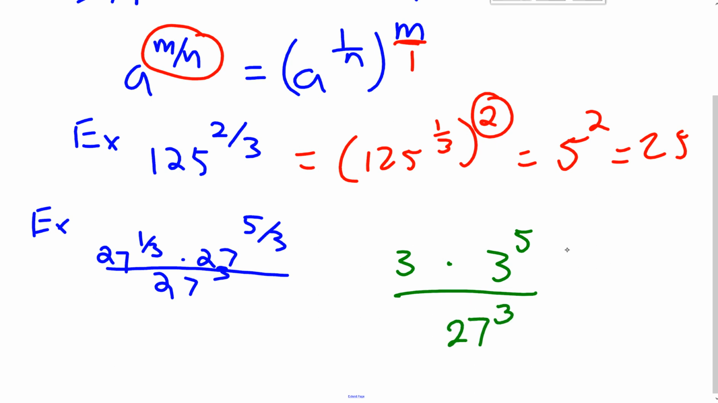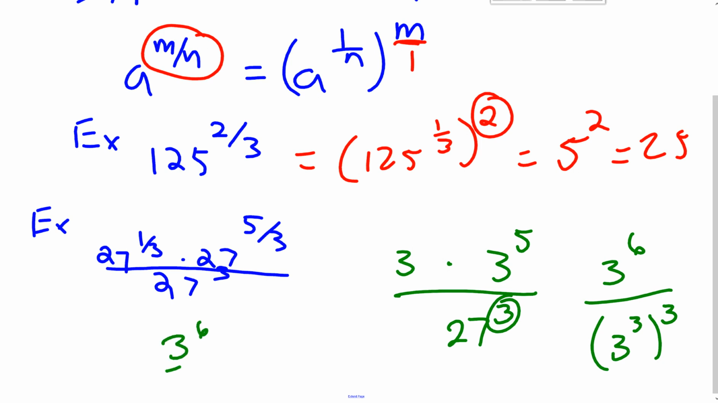So then I can simplify these. This would be 3 to the 6th. And on the bottom, I could rewrite that 27 as 3 cubed. And then that is being cubed from this thing right here. So that's really 3 to the 9th. So 3 to the 6th over 3 to the 9th. And then I can subtract, and I get 3 to the -3, which I can rewrite as 1 over 3 to the 3, which is just 1 over 27.